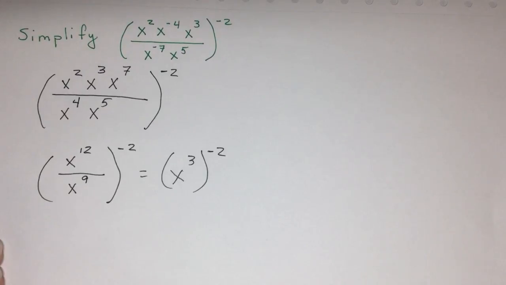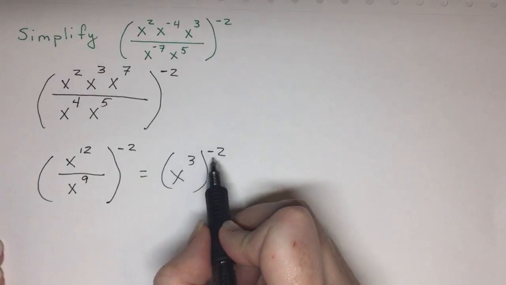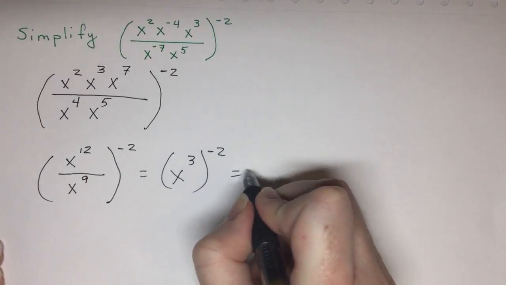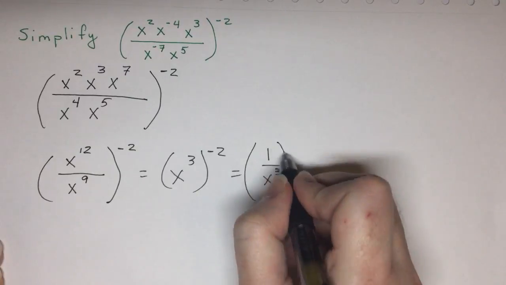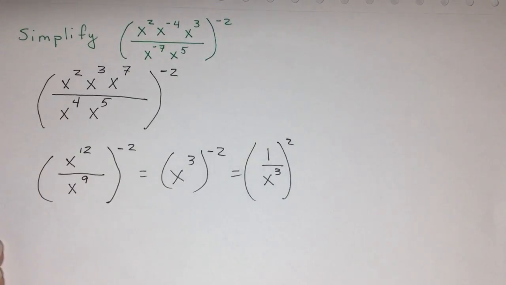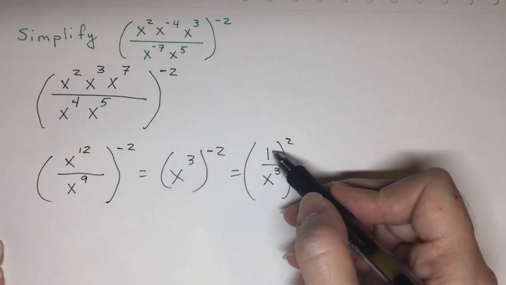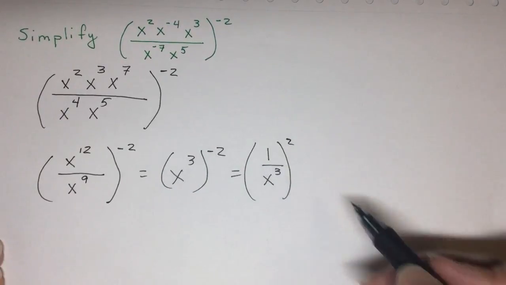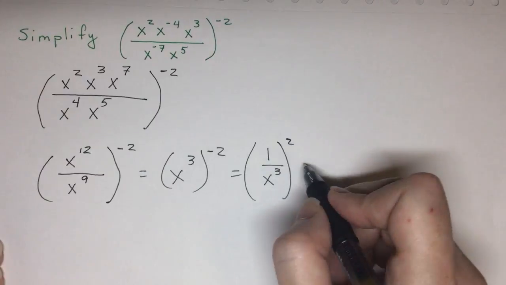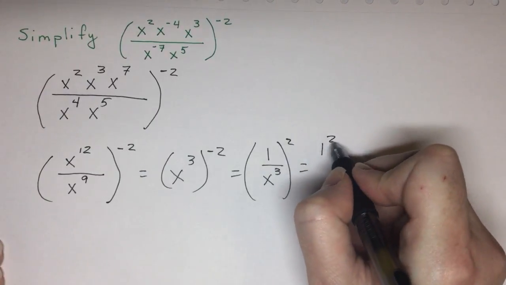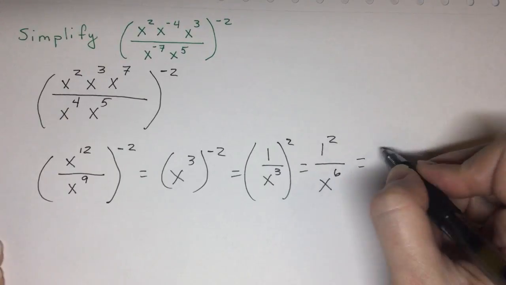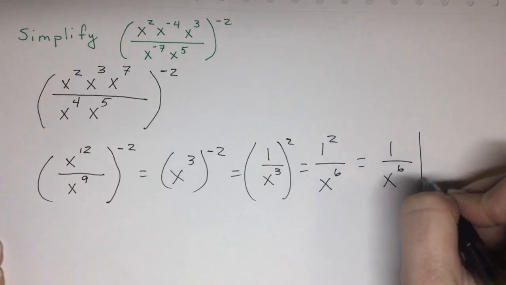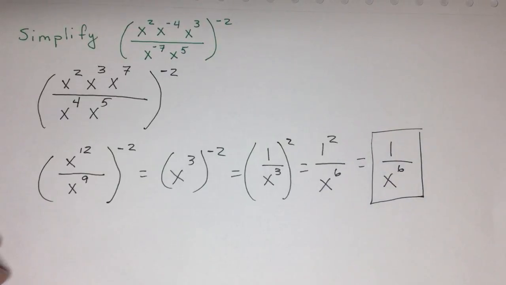Be very careful and do not ever drop any parts of your problem. Negative powers go to the reciprocal, so I'm going to flip this. This will be 1 over x cubed, and this is now squared, because I dealt with the negative power by going to the reciprocal. Exponents distribute over multiplication and division, so I'll have 1 squared over x to the 3 times 2, x to the 6th, 1 over x to the 6th.